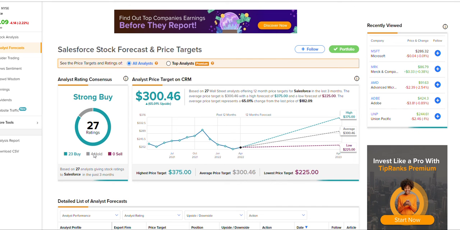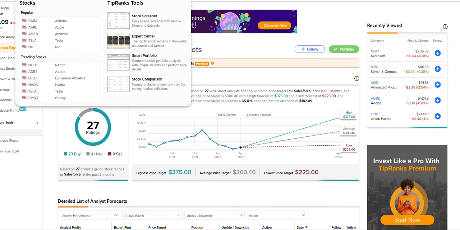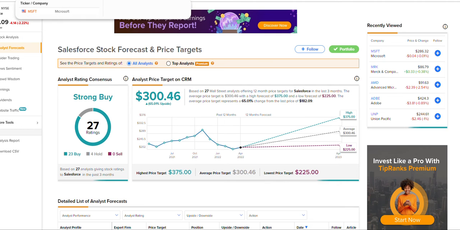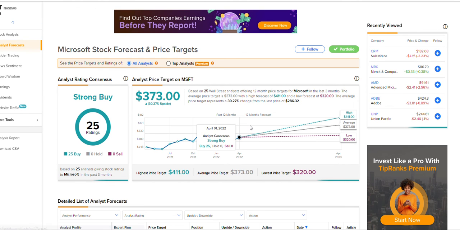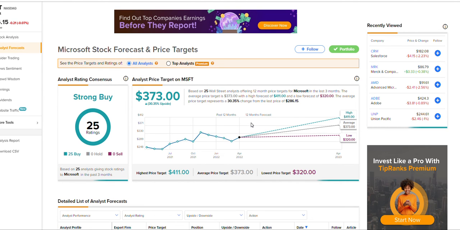The final one I want to show you is TipRanks. So let me quickly type MSFT. Again, this one, I only use the free section. They have a paid section as well. It kind of gives you whether it's a strong buy, how many analysts are saying it's a buy, how many are hold, how many are sell. That's the reason why it's all buy, because 25 of the people have said it's actually a buy right now.